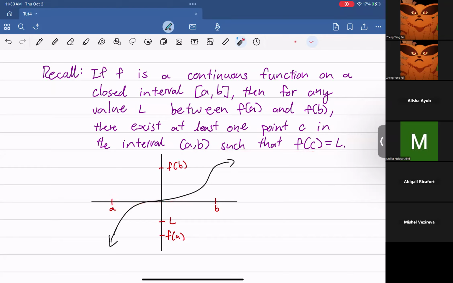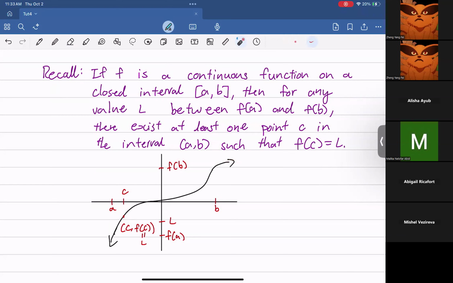So if I just trace it back, C would be roughly around this point. Right? So C is between A and B such that f of C is L. In other words, this point here is C, comma, f of C, or L. Okay, so that's what this theorem is saying.